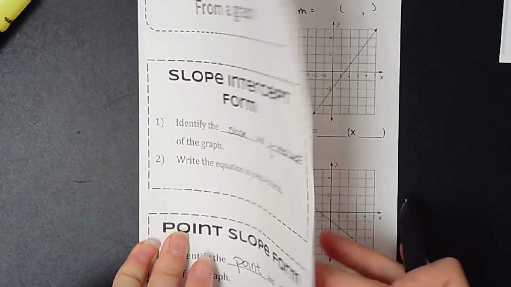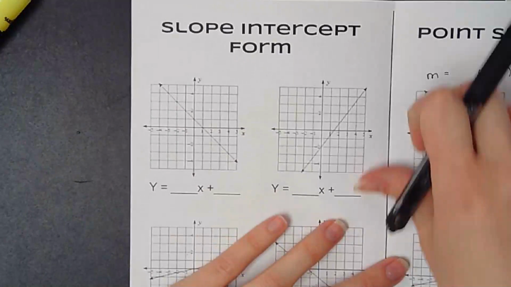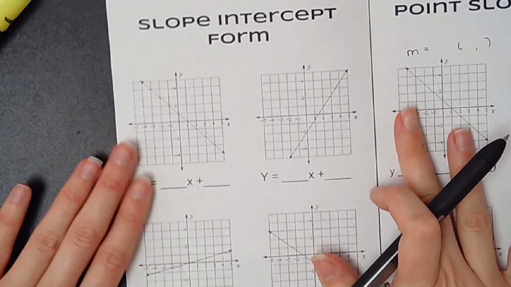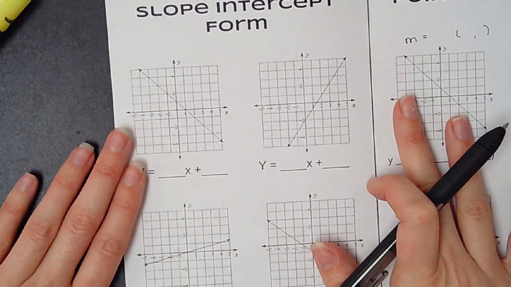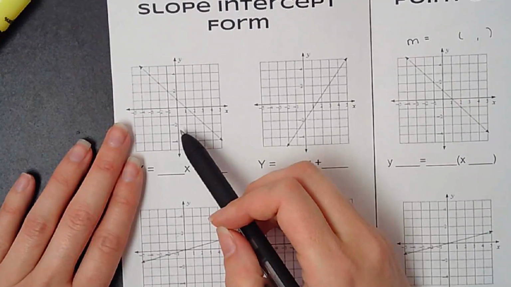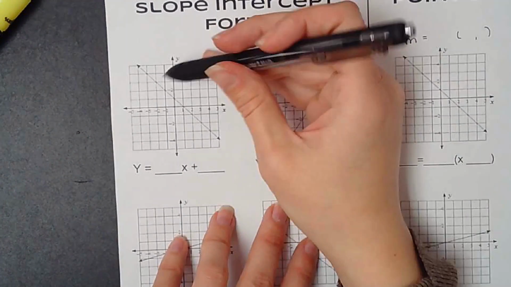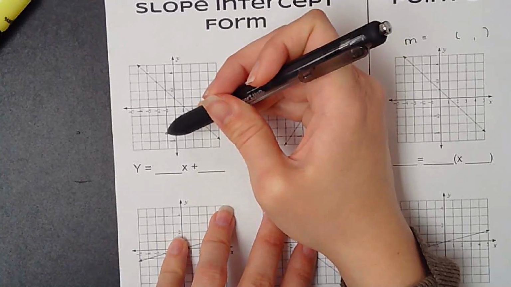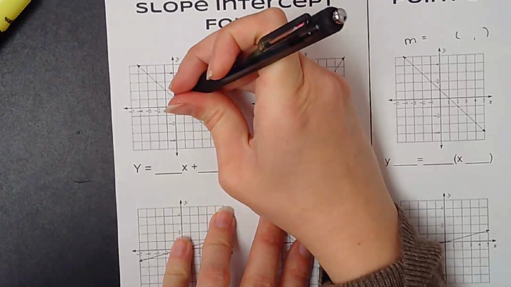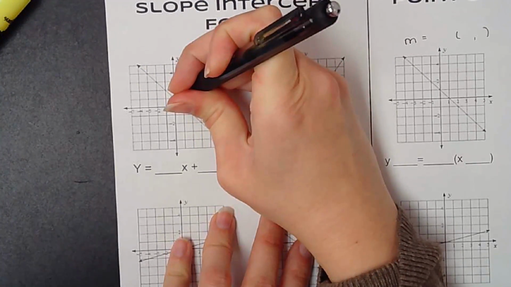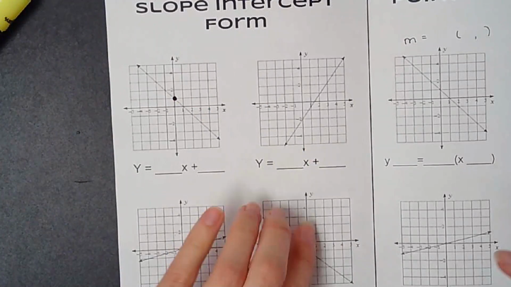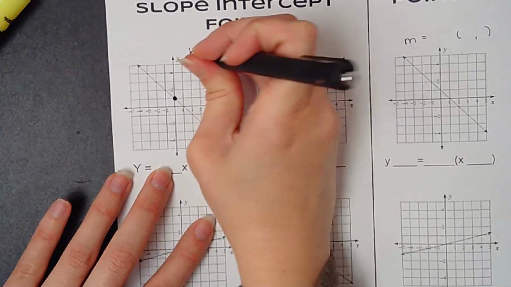So I'll put 1, and then you can try the rest of these. So if I look at this first problem, I'm going to identify my y-intercept. That's the point on the y-axis. And my function crosses the y-axis right here at 1. So that means b, my y-intercept, is 1.